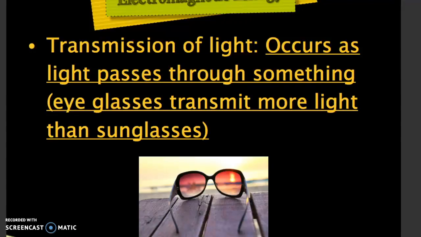So the transmission of light. This occurs as light passes through something. So eyeglasses transmit more light than sunglasses. Why is that? Right, so eyeglasses would transmit more sunlight than sunglasses because they are transparent. The purpose of sunglasses is to protect your eyes from the sun. So if they let all the light through, they would be useless.